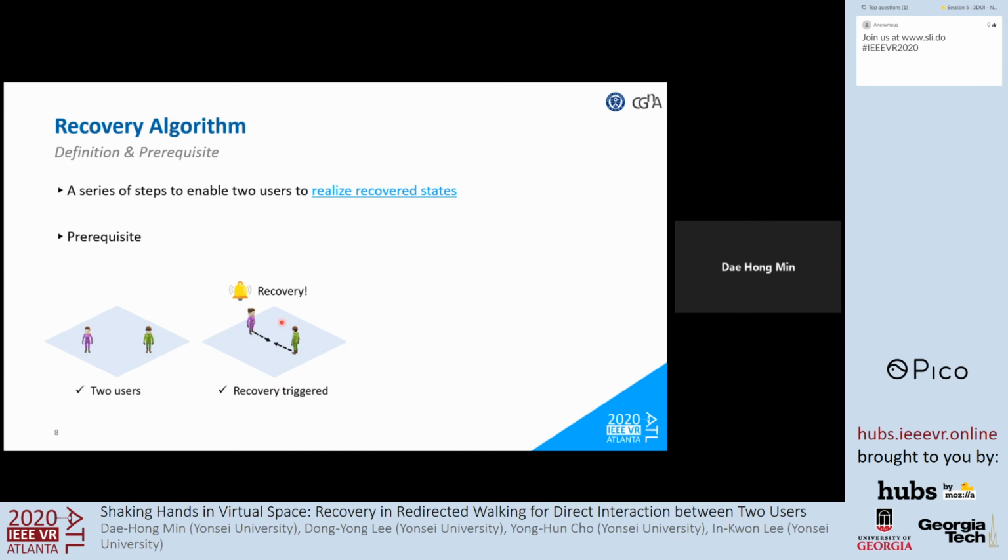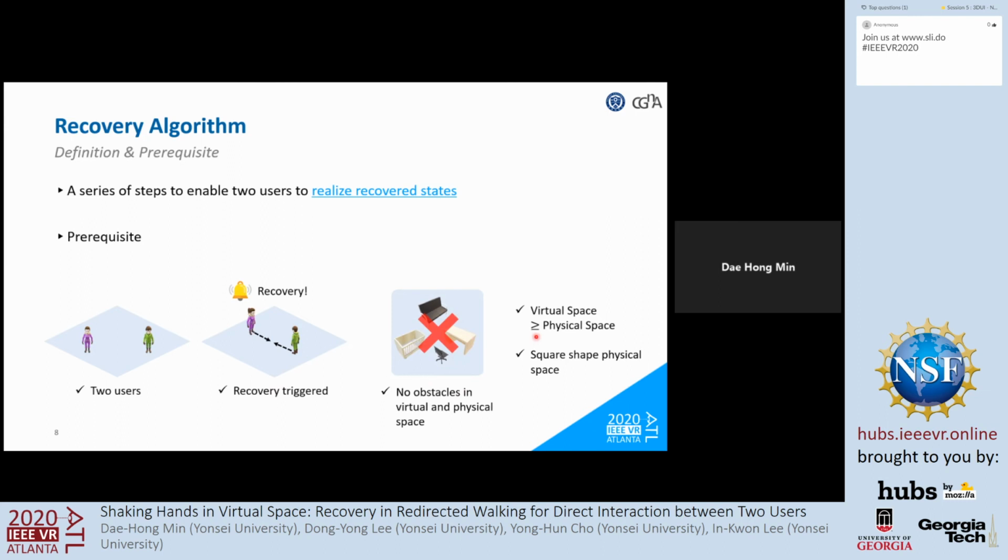And there are no obstacles in virtual and physical space. And virtual space is larger than the physical space. And physical space is a form of a square. Based on these prerequisites, the recovery algorithm utilizes redirected walking technique to bring both users to a recovered state.